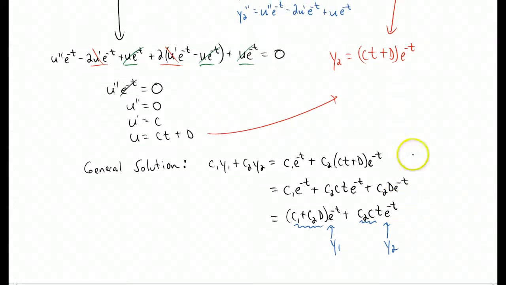So basically what that means is we could have just gone all the way up here and said, well, we don't really need these constants, so we can just call c equal to 1, and we can call d equal to 0.